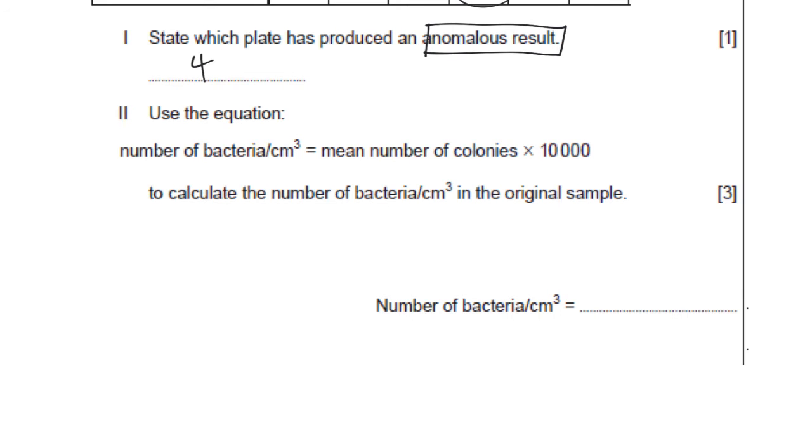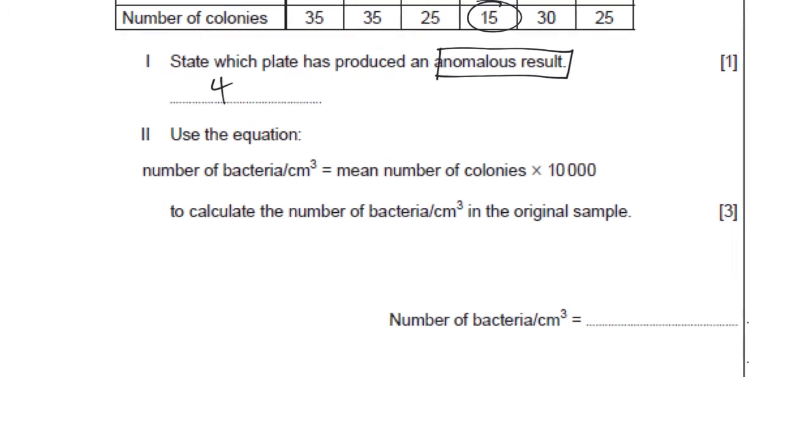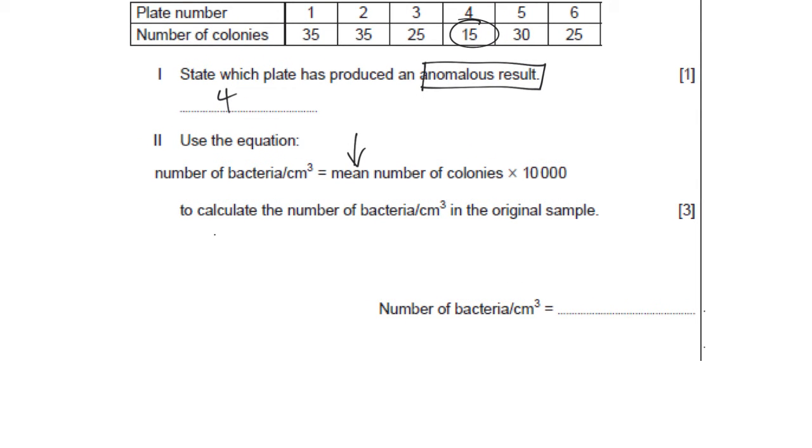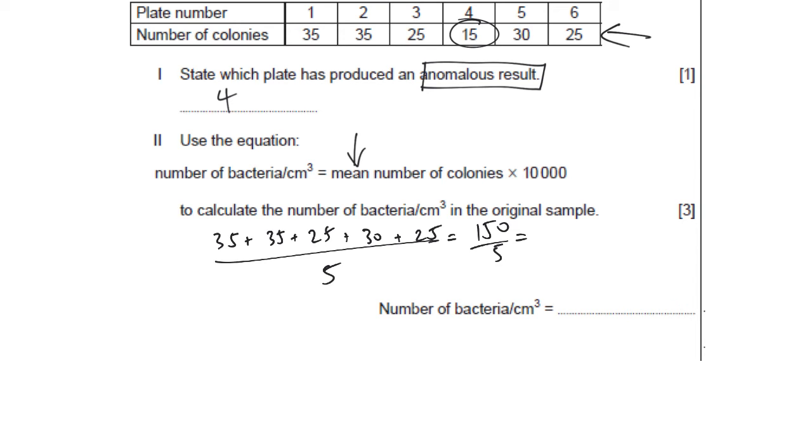Use the equation, number of bacteria equals mean number of colonies times 10,000. Well, I haven't got my mean yet, so I'm going to add up my values, but I'm going to exclude my anomaly. So I'm going to do 35 plus 35, and I'm getting these numbers from this table up here, 25, 30 plus 25, and I'm going to divide that all by 5. When I do that, that gives me 150 divided by 5, which is 30. I'm then going to times that by 10,000. So I'm going to do 30 times 10,000. So I'm going to have 300,000 bacteria.